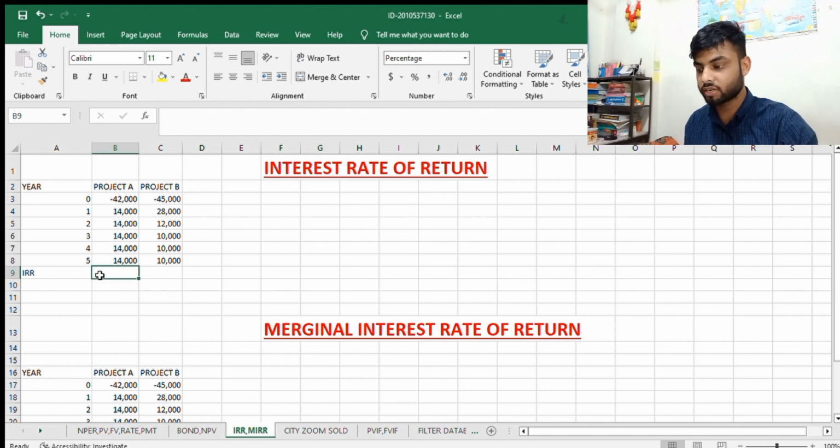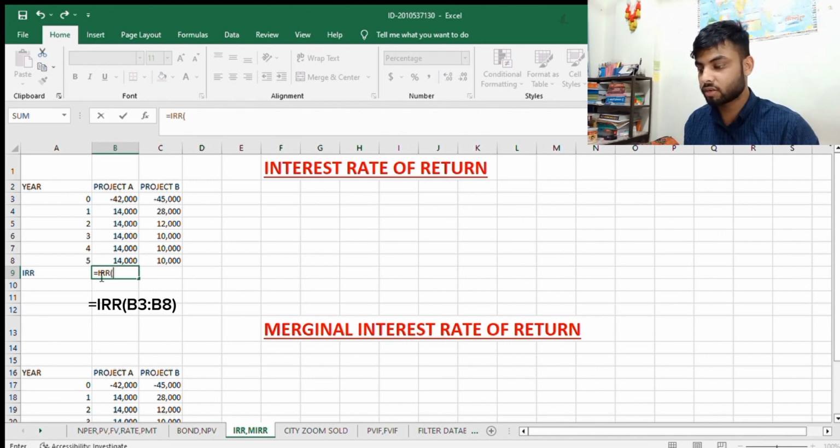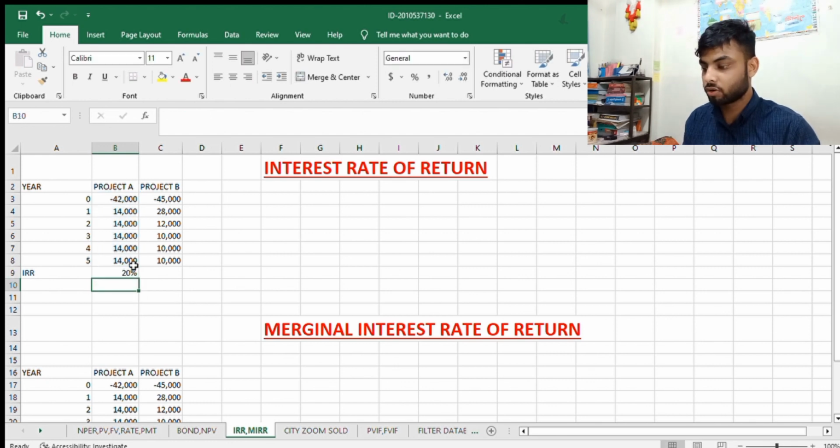First of all, we enter equal and then enter the formula for IRR and then start the bracket, and here we need all values, then all values, and close the bracket and enter. Here we get our IRR, the rate of return for project A, which is 20%.